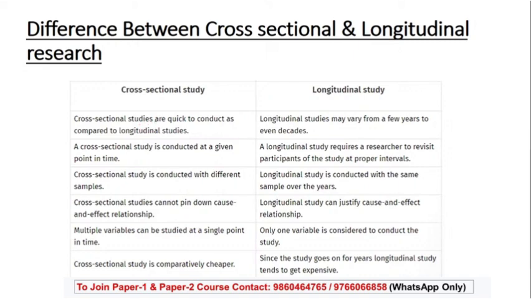Cross-sectional studies are quick to conduct compared to longitudinal ones. If you talk about quickness or promptness, it is seen in cross-sectional rather than longitudinal, because in the latter we need to wait for years or maybe even decades. A cross-sectional study is conducted at a given point of time, whereas a longitudinal study requires regular intervals, because you need to research different age groups. So you have to revisit the participants, to be exact. Cross-sectional studies are conducted with different samples, whereas a longitudinal study is conducted with the same samples.